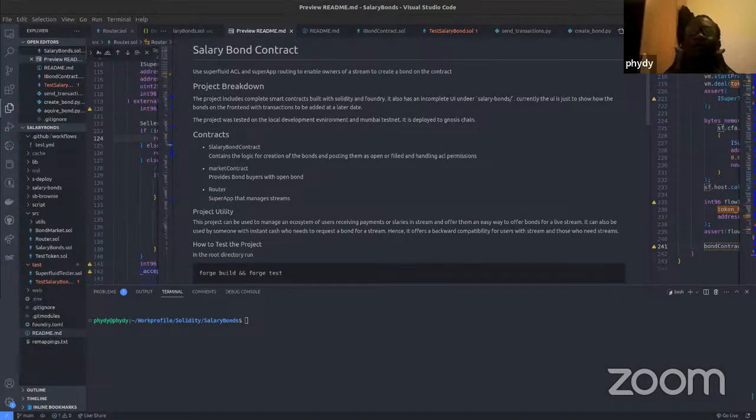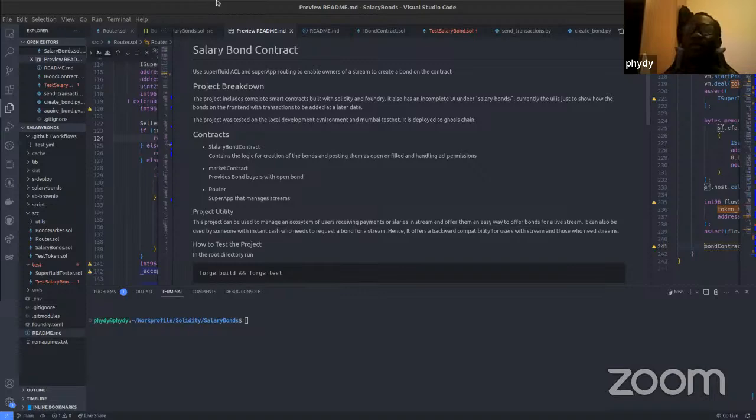This project, I built it with 3 contracts working hand in hand. The contracts are a bond market, a router, and a salary bond contract, which is more like a factory for these bonds. So what is a salary bond? Salary bonds are bonds that can be put on chain based on someone's incoming Superfluid stream. So let's say you're paid using a stream, or you have income coming in through a stream.